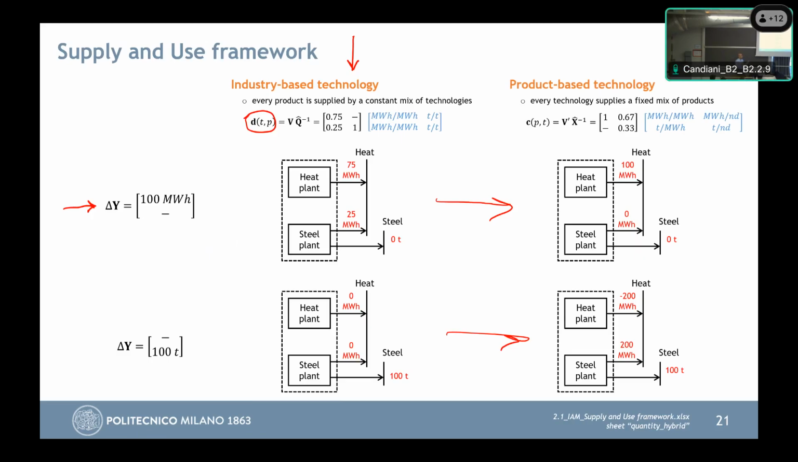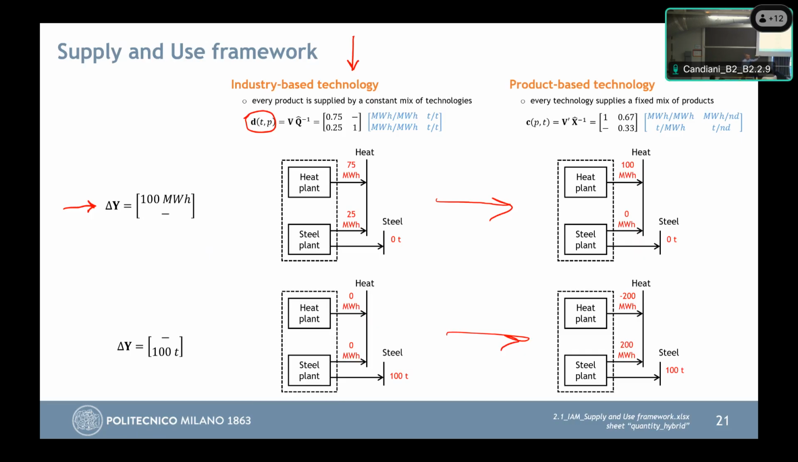Since this steel is primarily produced by the steel plant, the plant is increasing its activity and satisfying the demand of such an amount of steel, 100 tons. But then what is also happening in the steel plant? According to this assumption, each technology is going to produce not just the primary product, but all the primary and secondary products according to a fixed, defined percentage. Product mix. This is fixed.